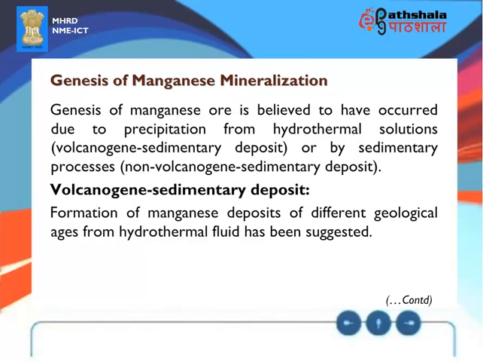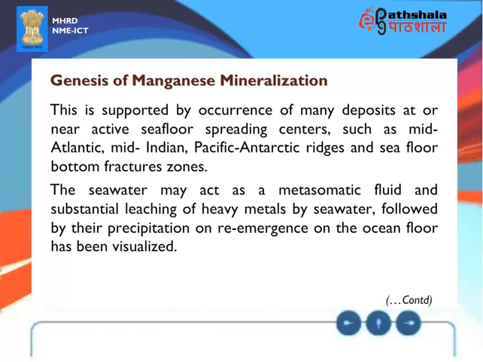Genesis of manganese mineralization. Genesis of manganese ore is believed to have occurred due to precipitation from hypothermal solutions, volcanogene sedimentary deposit, or by sedimentary processes, non-volcanogene sedimentary deposit. Volcanogene sedimentary deposit. Formation of manganese deposits of different geological ages from hydrothermal fluid has been suggested. This is supported by occurrence of many deposits at or near active seafloor spreading centers such as Mid-Atlantic, Mid-Indian, Pacific Antarctic ridges, and seafloor bottom fracture zones.